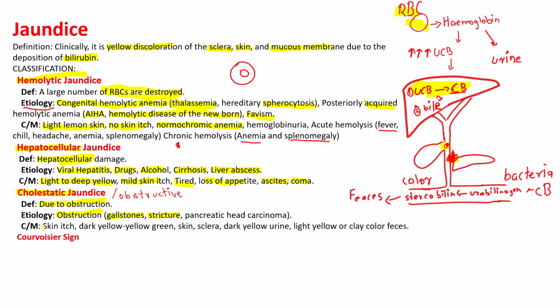The clinical manifestations are here. We have skin itch. In hemolytic jaundice, we have no skin itch. In hepatocellular jaundice, mild skin itch, and in obstructive jaundice, we have a lot of skin itch. Again, dark yellow to yellow-green skin and sclera, dark yellow urine, and light yellow, clear-colored feces. We are going to discuss the laboratory findings on the next slide.